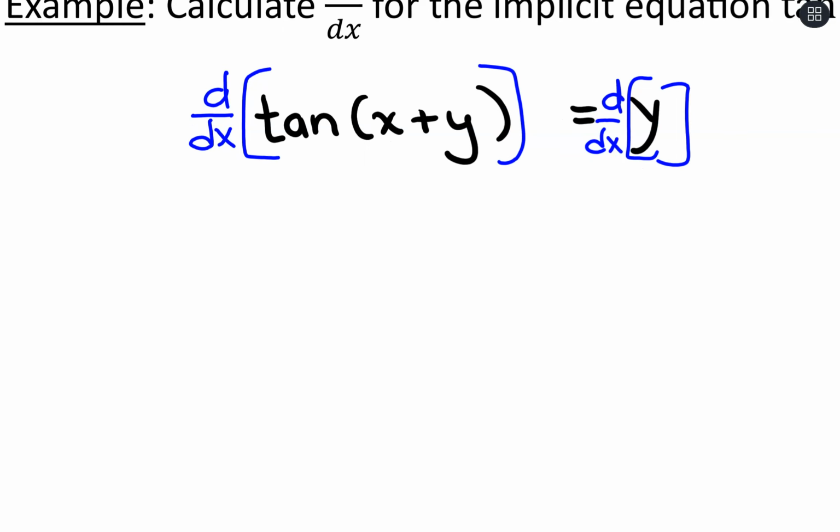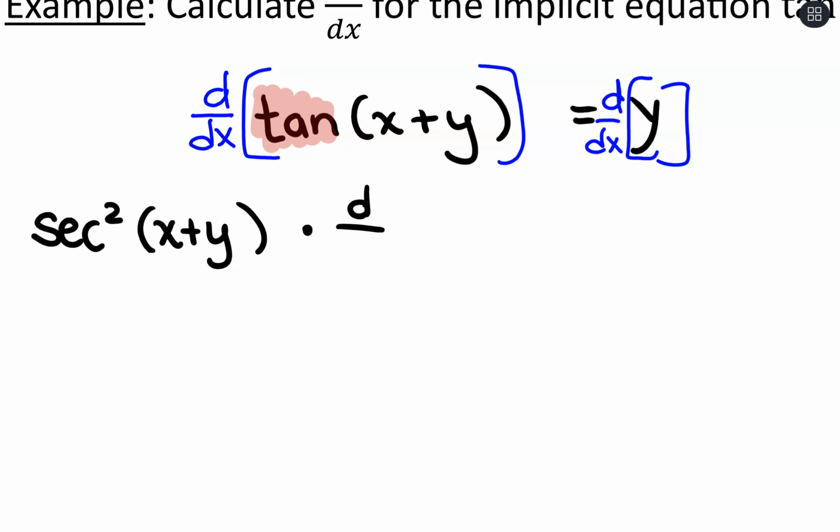So derivative of tangent. So tangent is the outside function. So what we'll have is secant squared, and then we keep the inside the same. And then we're going to multiply, and this is where I'm going to write it out in a few steps, the derivative with respect to x of x plus y equals, and over here we could go ahead and simplify, so that derivative of the function y, we would end up with a 1, but then we also have dy dx.